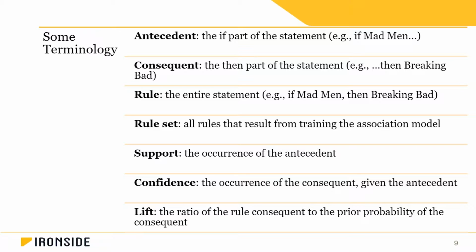The support, confidence, and lift are metrics that you can use to evaluate the rules and decide which rules you want to keep or discard. The support is how frequently that whole antecedent part of the statement occurs in your data set. And the confidence is how frequently that antecedent is associated with the consequent of interest. And the lift is the ratio of the rule consequent to the prior probability of the consequent.